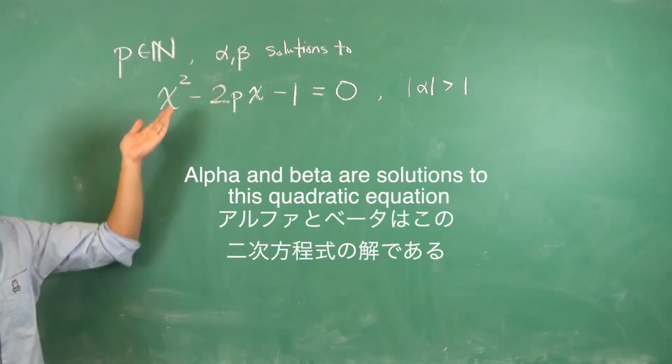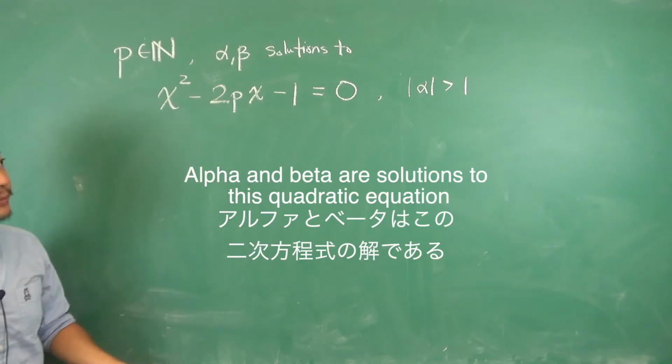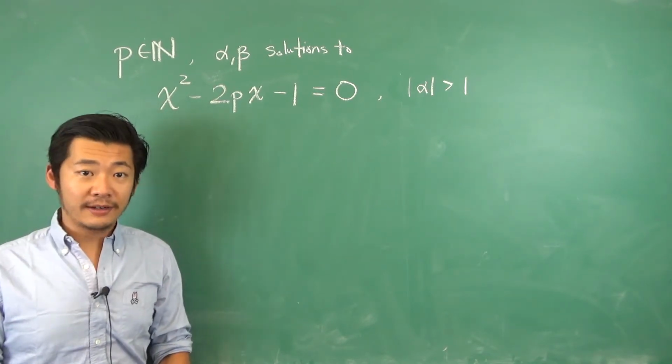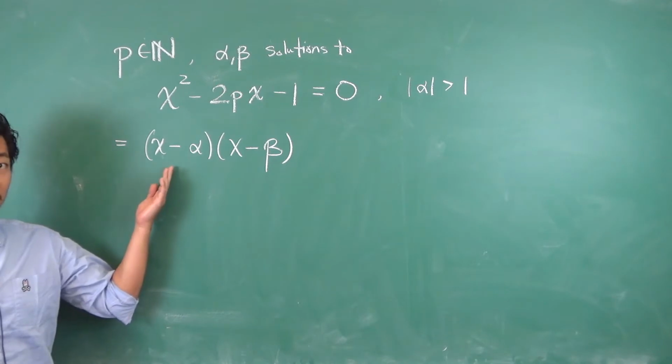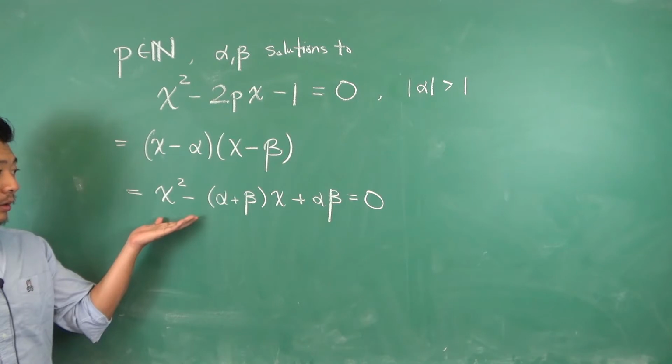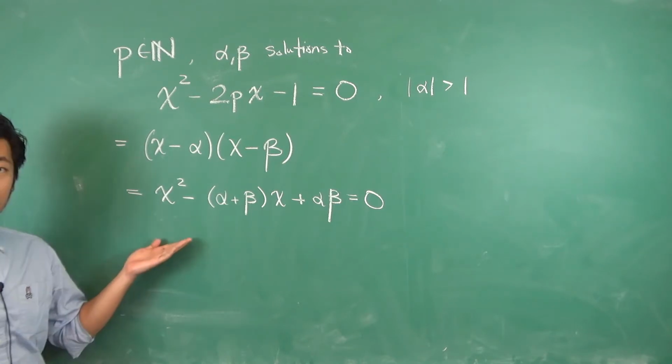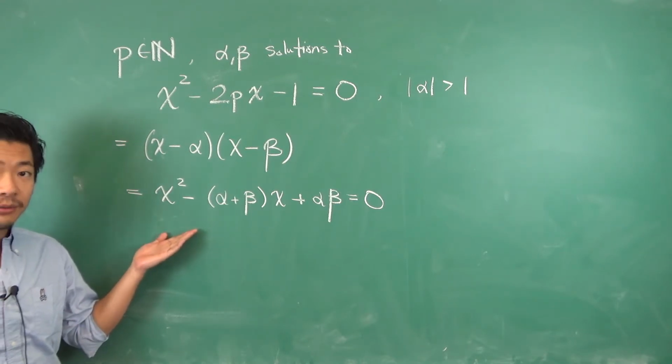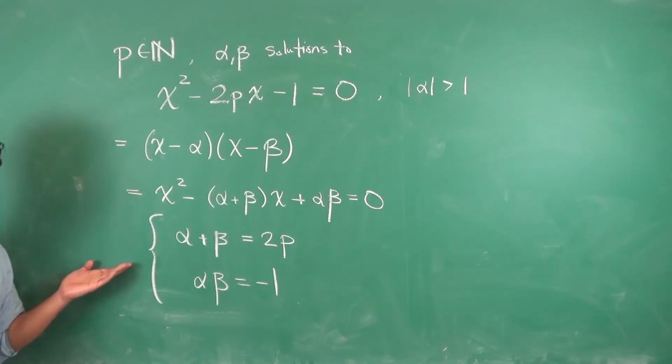We are given that p is a positive integer, so p is a natural number. Alpha and beta are solutions to this quadratic equation. Well, we can factor 2(x minus alpha)(x minus beta), and if we multiply this out, we will get this quadratic. So setting the coefficients equal to each other, we get these two equations.